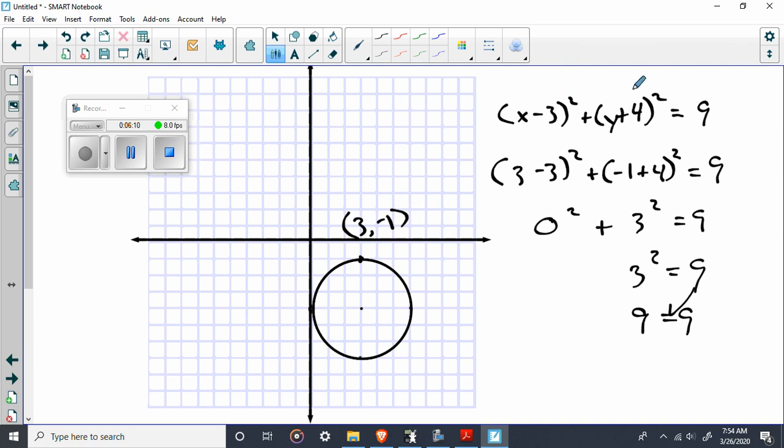Reverse this side, reverse this side, take the square root of this number. Okay, that'll give you your center. That'll give you your radius.